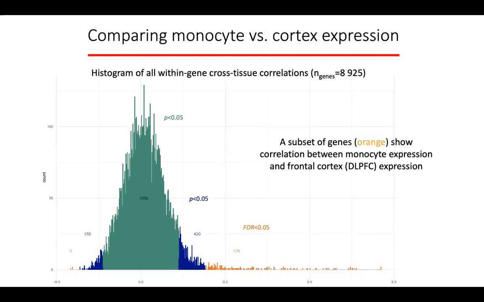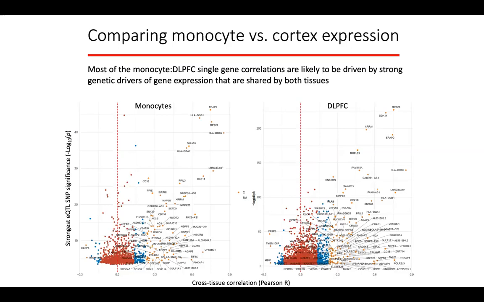However, when we looked a little bit more closely at this subset of genes that have a correlation between the two tissues, we find that they are actually the target of very strong cis-QTLs, and this primarily explains the correlation. What's shown here is the effect of the genetic variant on cis expression in monocytes on the left, frontal cortex on the right, with the p-value of the correlation shown on the y-axis, and on the x-axis is the extent of cross-tissue correlation. Again, we can see that most of the correlation here is really driven by genetic variants.